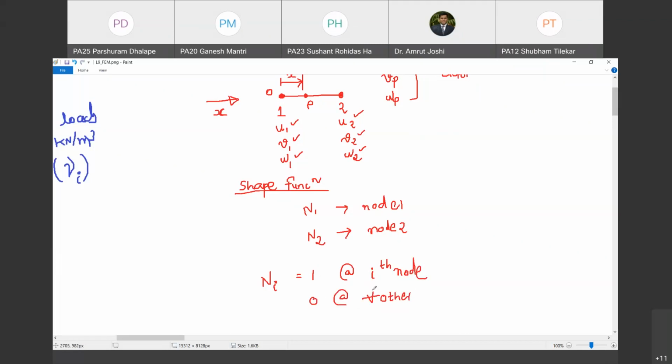All other nodes. This is the symbol for all, inverted A. Why am I putting this condition? Forget about it right now. Just accept it as it is. We will see its effectiveness. So Ni is the shape function associated with ith node. And what is its first property? The first property is it is going to be 1 at ith node, and its value is going to be 0 at all other nodes. That's how I should write Ni. Are you with me? Type your response in chat box.